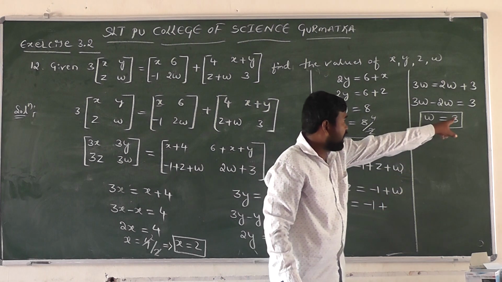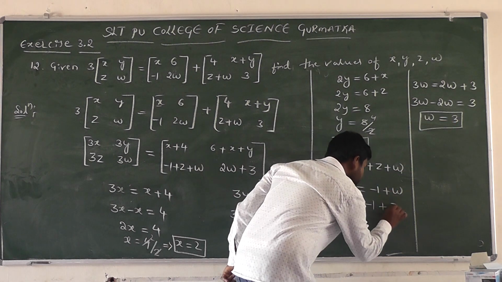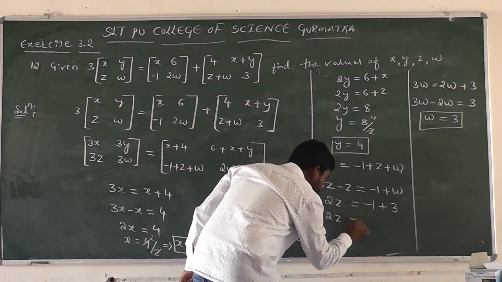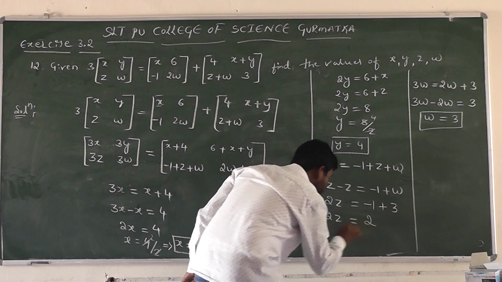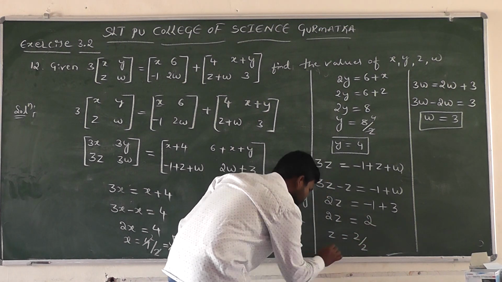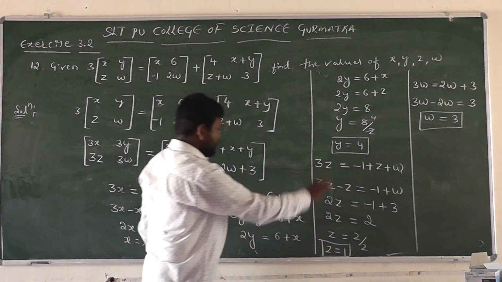What is the value of w here? W is equal to 3. We have to substitute that in the equation: in place of w we have to substitute 3. And 2z is equal to minus 1 plus 3, how much here? 2. Z is equal to what here? 2 divided by 2, right? Then z is equal to 1 here, right?